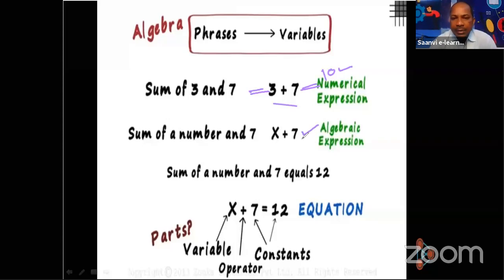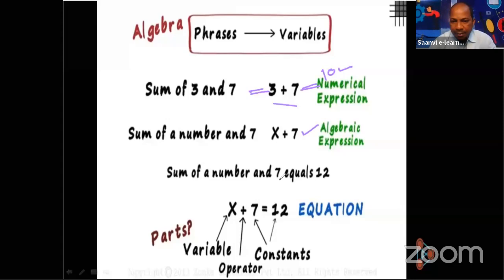And if there is at least one variable, then it is called an algebraic expression. Okay, here one variable is there, that is x. So this expression is called an algebraic expression. It means if there is no variable, it is a numerical expression. If there is at least one variable, it is called an algebraic expression. Okay, now our question is equation.